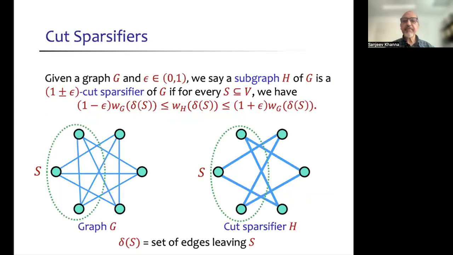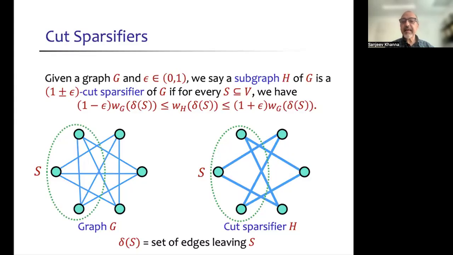Okay, so let's start by briefly reviewing a relevant tool, which is the notion of a cut sparsifier of a graph. Given any graph G and an accuracy parameter epsilon, a 1 plus minus epsilon cut sparsifier of G is a subgraph H that preserves the weight of every cut in G to within a 1 plus minus epsilon factor. Note that we would want the sparsifier H to have much fewer edges than the original graph G.